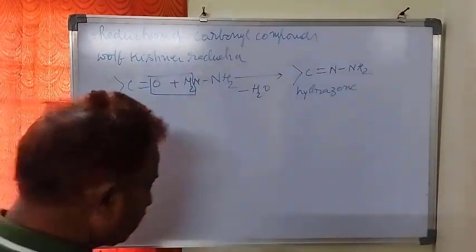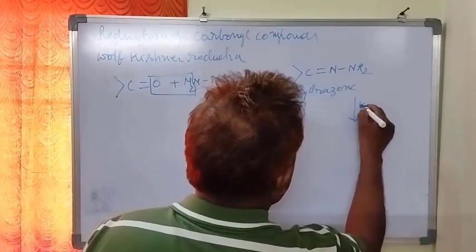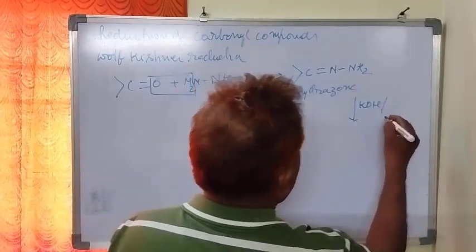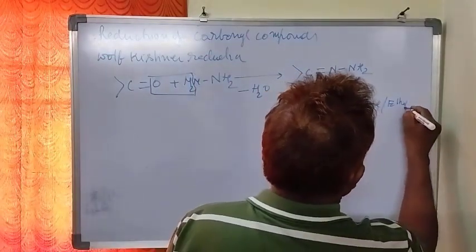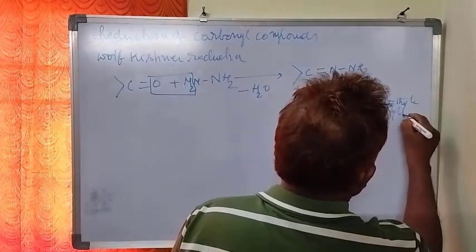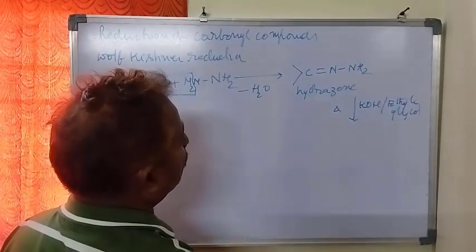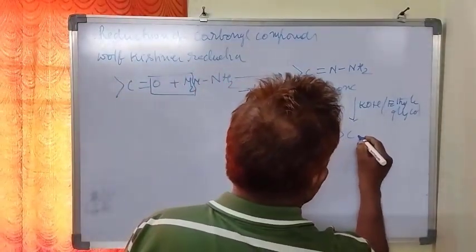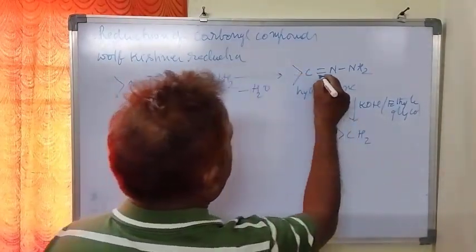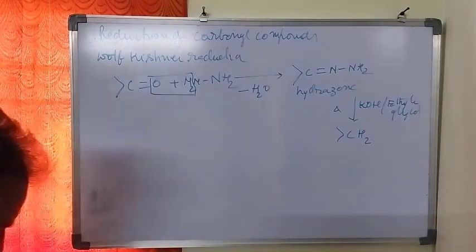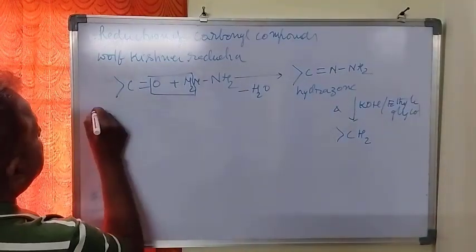So this hydrazone is treated with KOH and ethylene glycol and heat. Therefore what do we get? This is CH2. This double bonded nitrogen is removed and we get, so here, this is CH3.